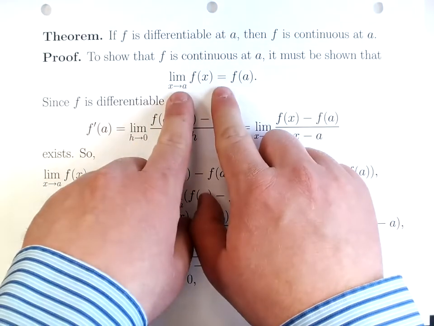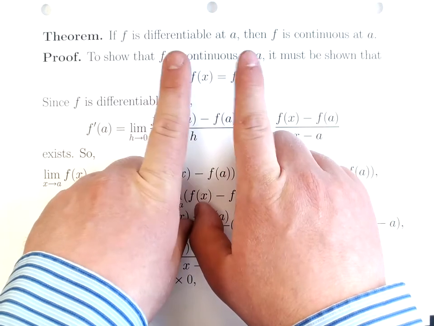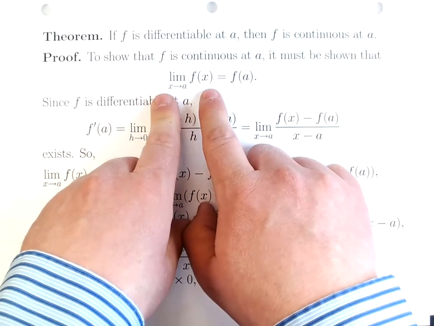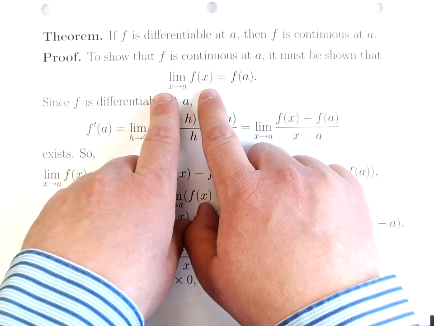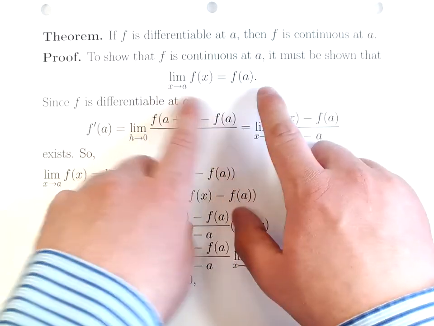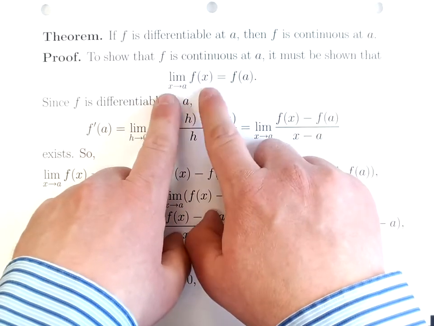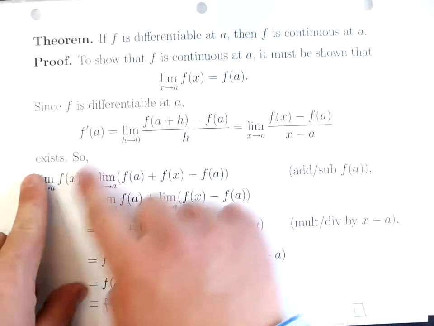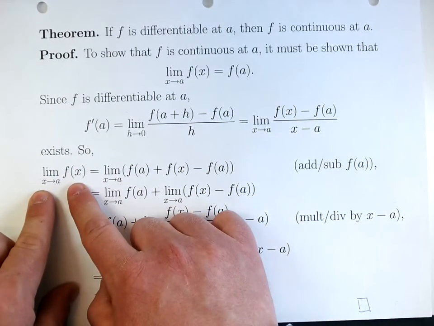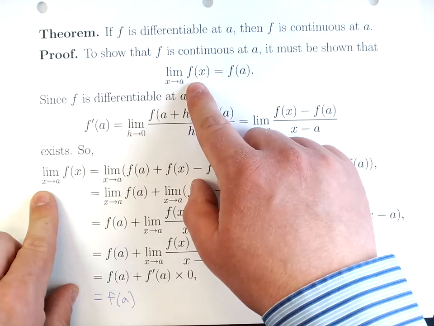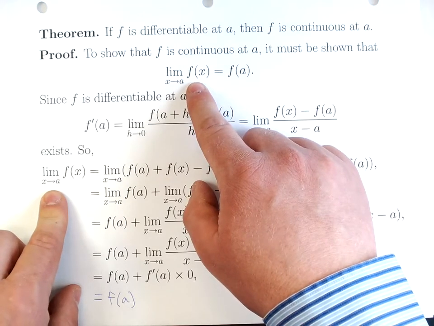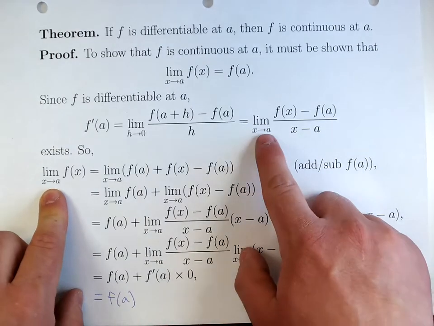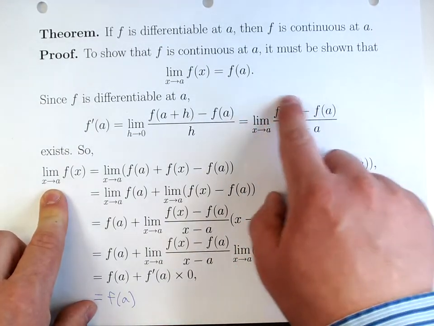And I need to show this. All right, so if I'm going to show this, I'm going to start at the left-hand side, and by logical step-by-step process, make my way to the right-hand side. I need to show that the left-hand side here does in fact equal the right-hand side. So, I start with the left-hand side: the limit as x approaches a of f of x, and I need to show that thing equals f of a. Now, somewhere along the way, I'm going to use the fact that this limit exists.